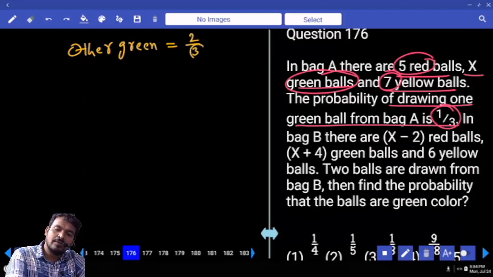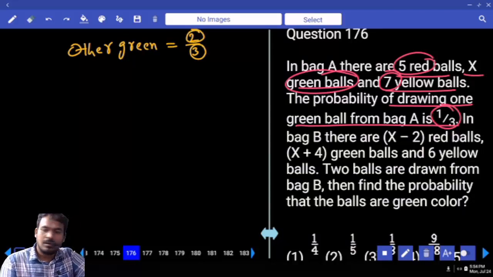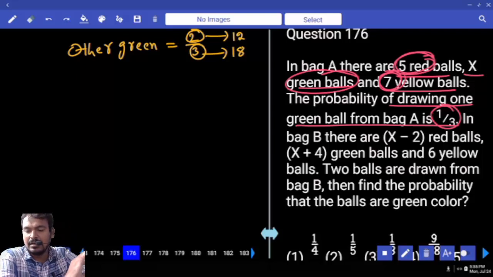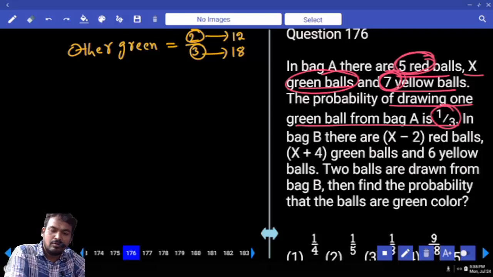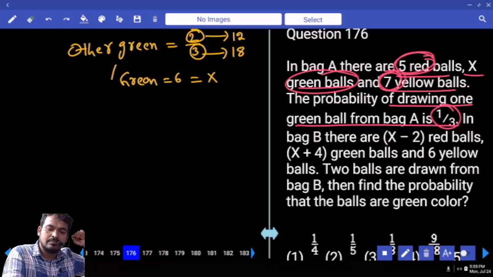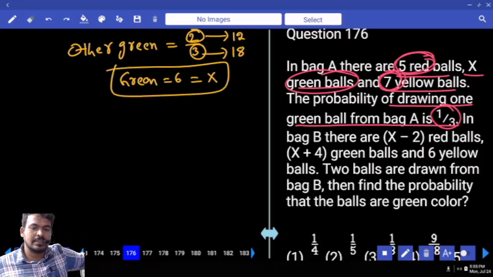What is the meaning? Out of 3 parts, other than the green, how many parts? 2 parts. But the 2 parts are equal to how many balls? 12 balls. Then 3 parts are equal to how many balls? 18 balls. Out of 18, other than the green there are 12. Then green balls are 6. The same 6 equals the X value.